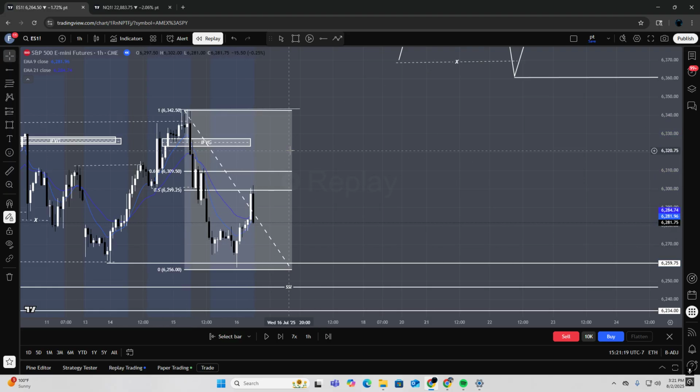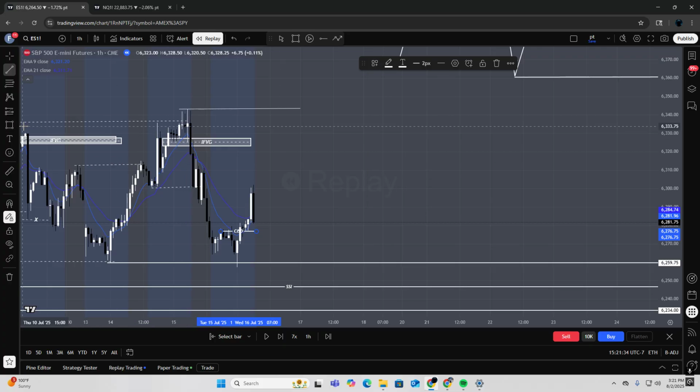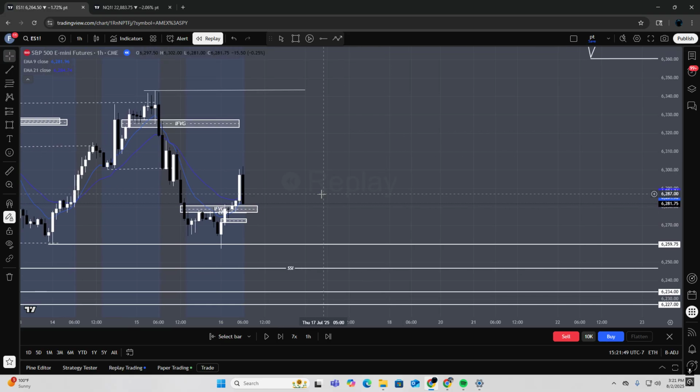As of right now, we actually had that little tiny confirmation to the upside. We had change in the state of delivery. We saw this inverse fair value gap here, the inverse, and we had this bullish fair value gap here that was created. Bullish fair value gap, inverse fair value gap. All right, got a confirmation.